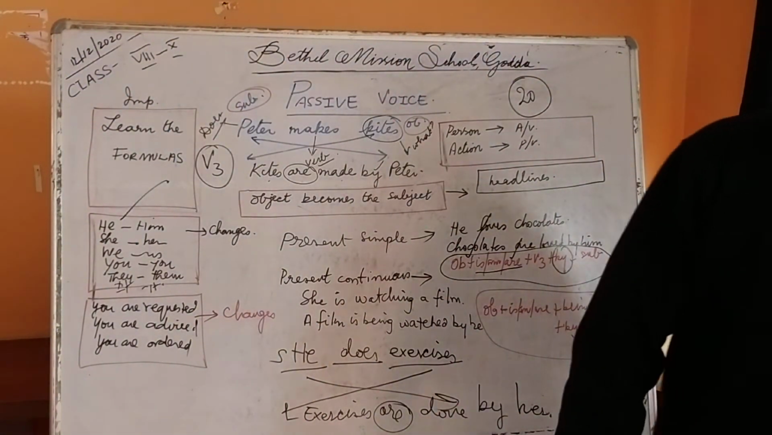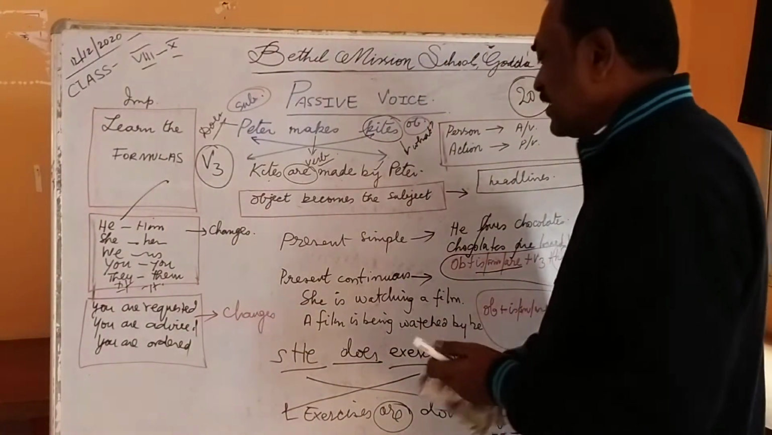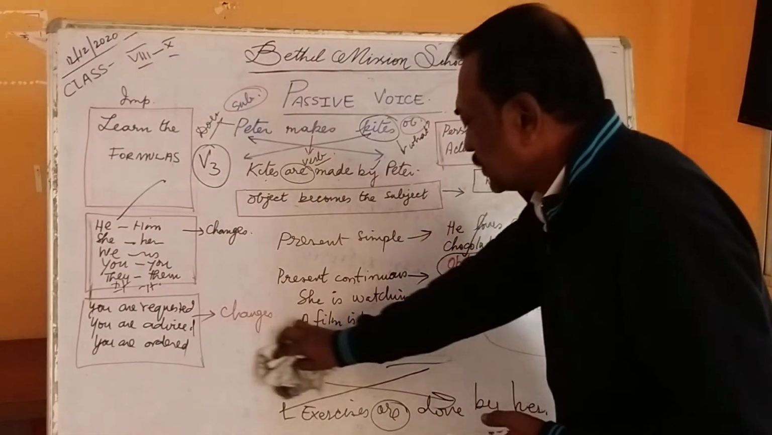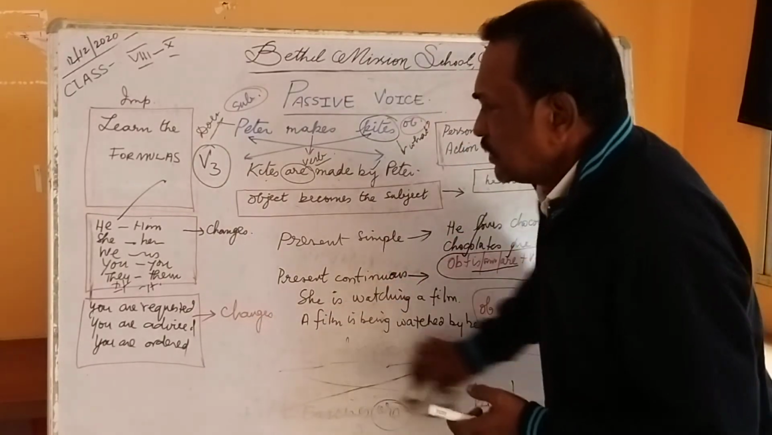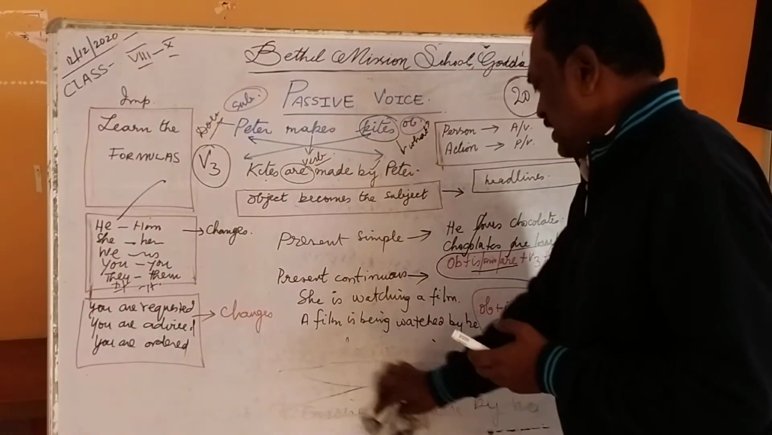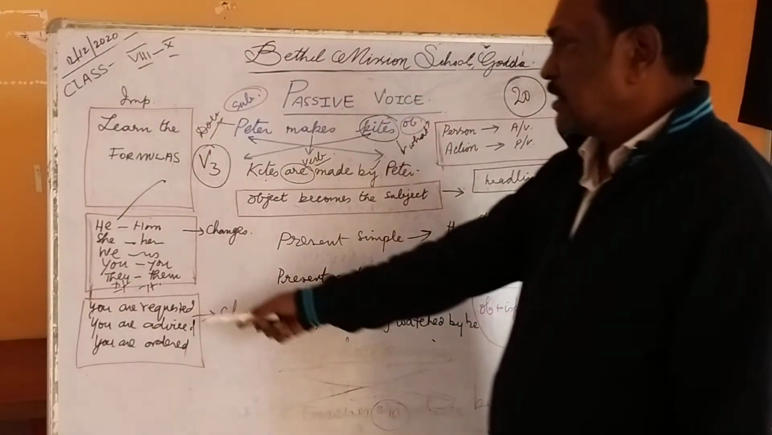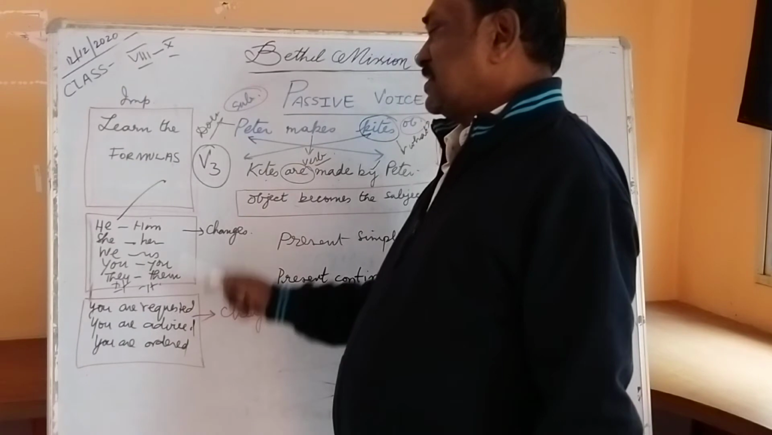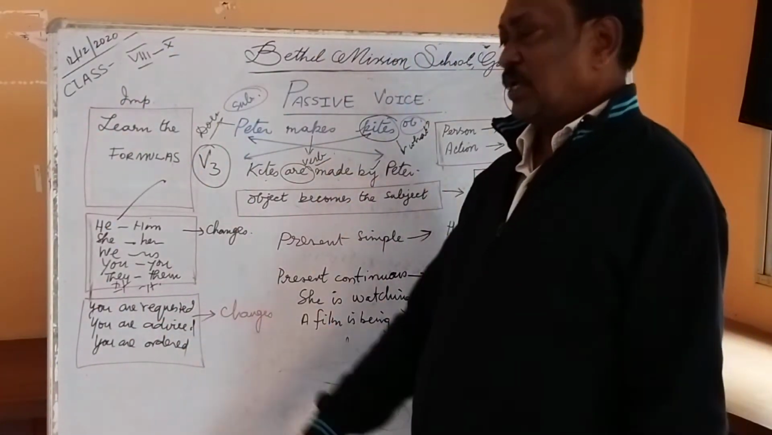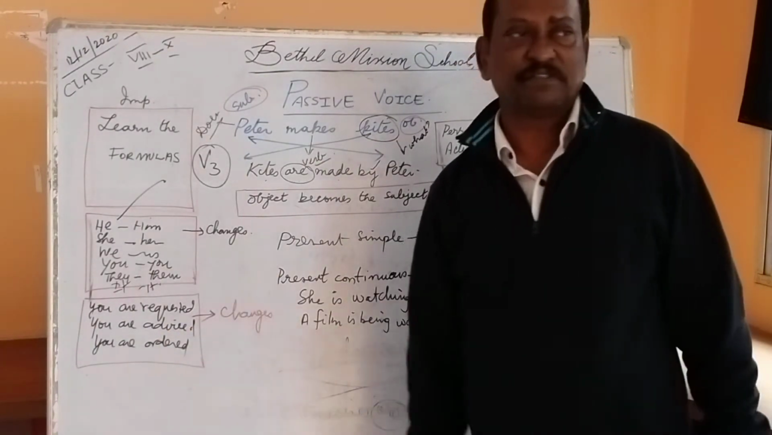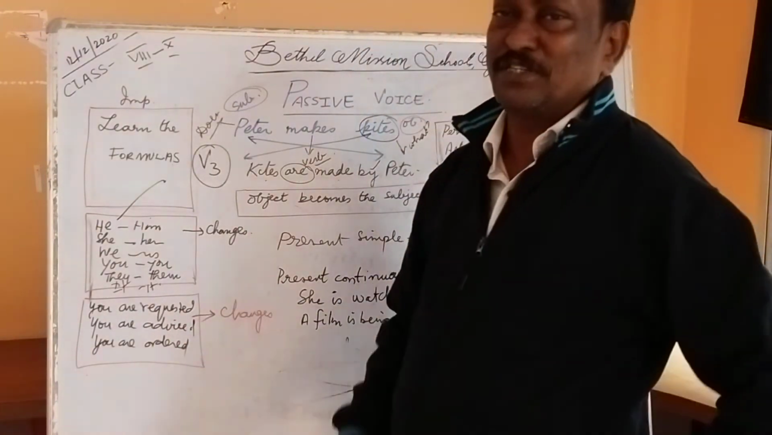And then there is one more important point that you need to keep in mind. That is, you are requested, you are advised, and you are ordered. Look at these three expressions. You are requested, you are advised, you are ordered. Three sentences, three expressions. When do we use these three expressions?